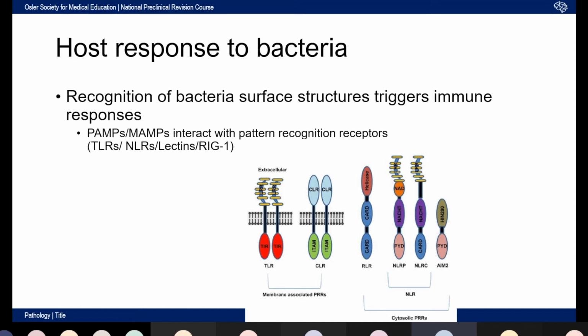So the recognition of bacteria surface structures will trigger immune responses. So PAMPs are pathogen-associated molecular patterns, and then these are recognized by the host's pattern recognition receptors, so PRRs. And these receptors can either be membrane-associated, such as the toll-like receptors, so TLRs, or they can be cytosolic, such as the NOD-like receptors or RIG-I.